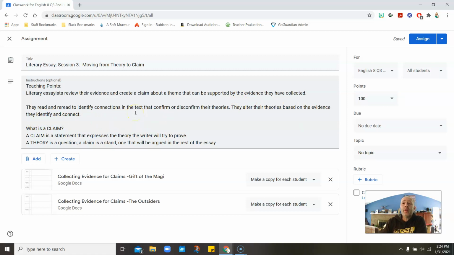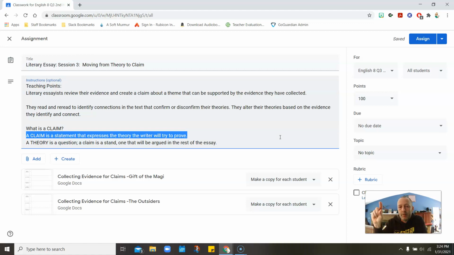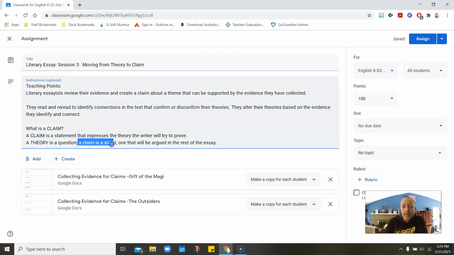Okay. So what is a claim? You need to take your theory, something you think about, and make it into a claim, because your essay has to have a claim, something that you have to prove. A claim is a statement that expresses the theory that the writer will try to prove. So you have to come up with a statement based on your theory, and that's what today's lesson is all about. A theory is a question. A claim is a stand, one that will be argued in the rest of the essay.